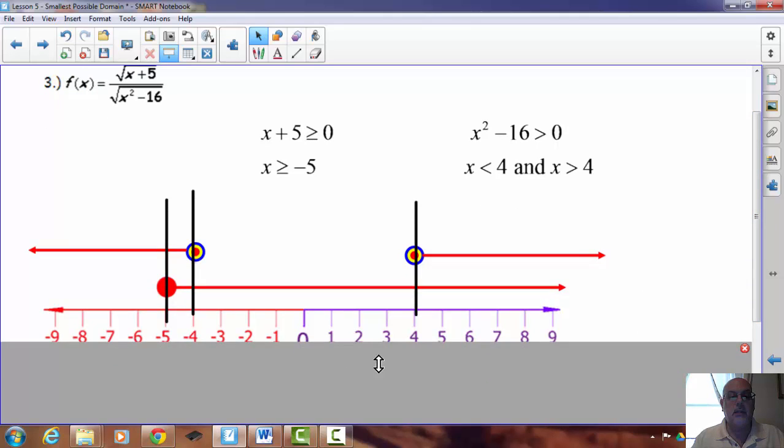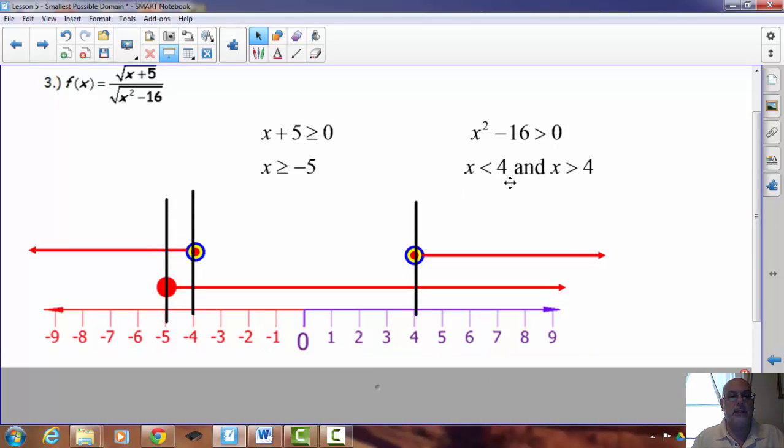So it's graphed correctly. If you look at this, I have an open circle at negative 4, and it's less than negative 4, so it's everything shaded to the left. x is greater than 4, open circle there, everything shaded to the right. Then for the numerator, I have x is greater than or equal to negative 5, that's the red circle, everything to the right is shaded. So to look at the smallest possible domain, you need to see where the two lines are running concurrently. So the two red lines here are running concurrently from negative 5 to just before negative 4, and they run concurrently just after 4 to positive infinity.